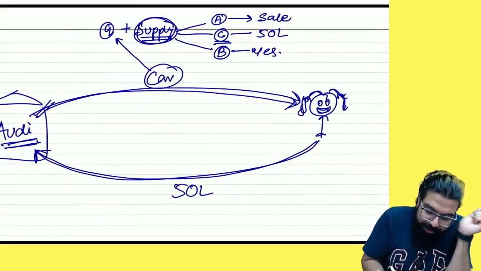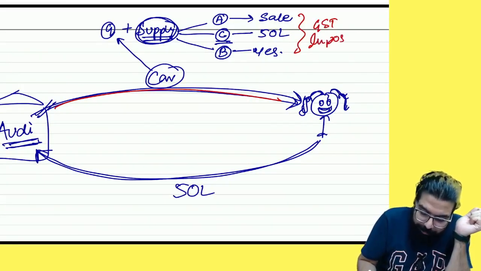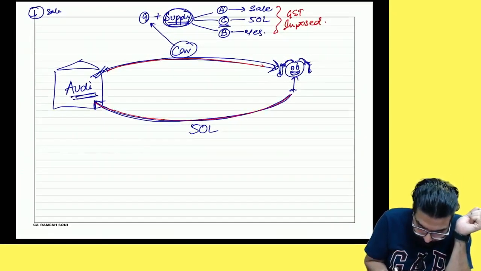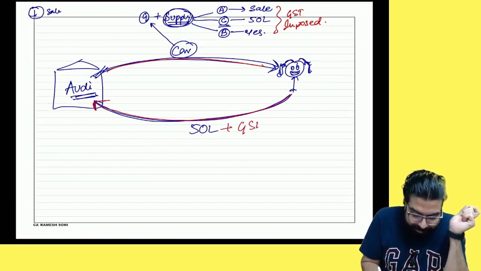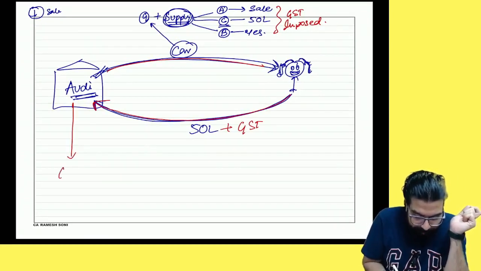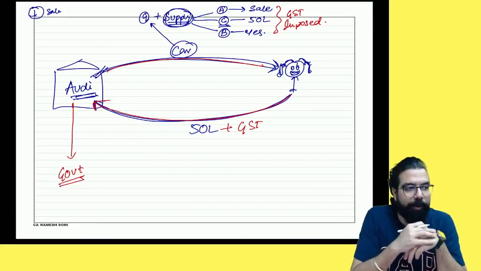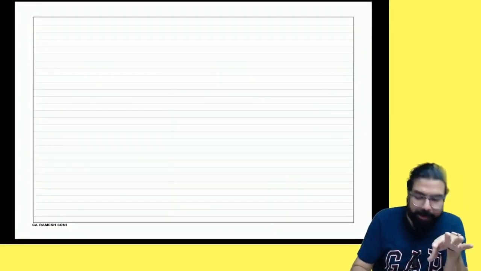If it is falling in the definition of supply, then when Audi is selling, will GST get charged? Will GST be imposed? If GST is imposed, when Audi is collecting 50 lakh, it should also collect what? GST, and it should pay the GST to the government. Anyone, any doubt till here? Can we go ahead, everyone? Chalo, I will go ahead and give you the next example. Is first example clear to all of you?